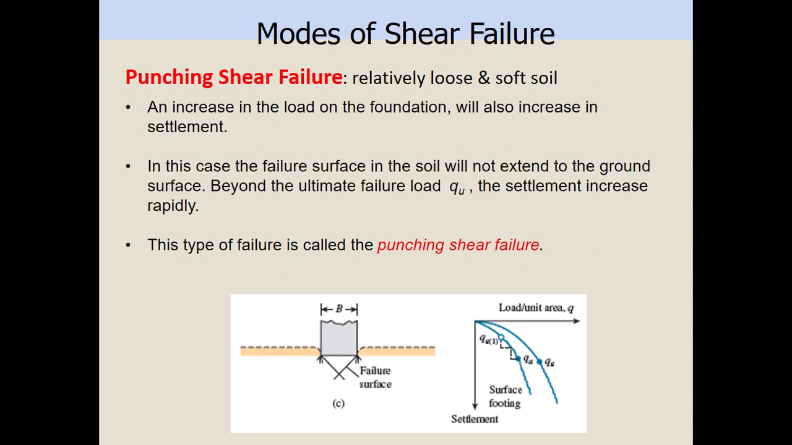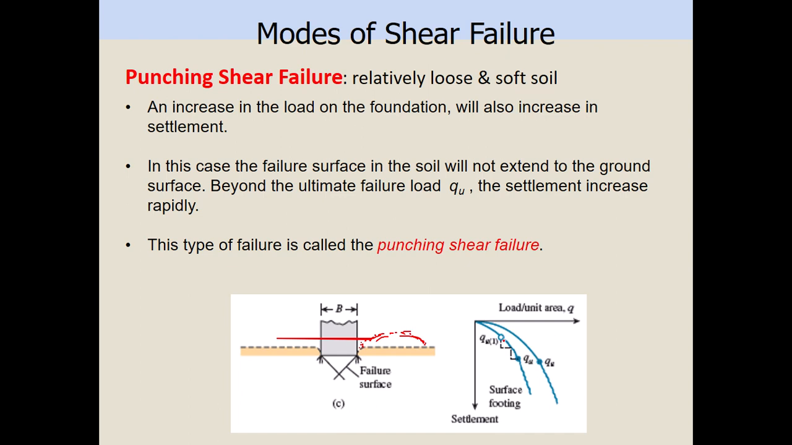The last mode of shear failure is the punching shear failure. So this is the punching. If you see here, there is no movement of soil at the ground surface. If you increase the load, the foundation will also increase the settlement. Of course, if you apply load, there is a settlement. In this case, the failure surface in the soil will not extend to the ground surface, so there is no movement of soil at the ground surface.